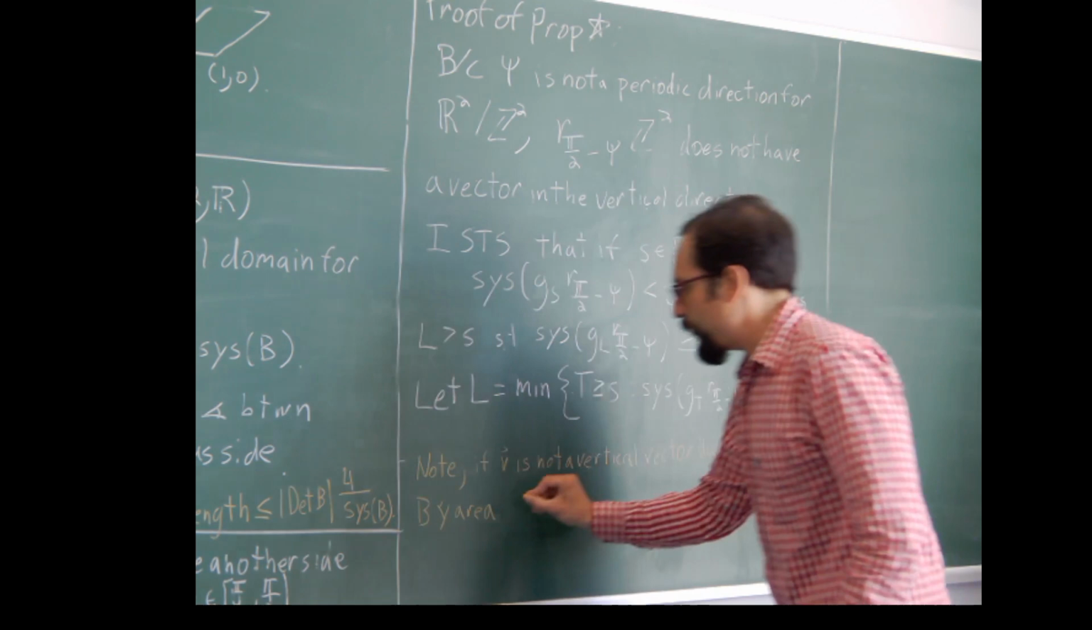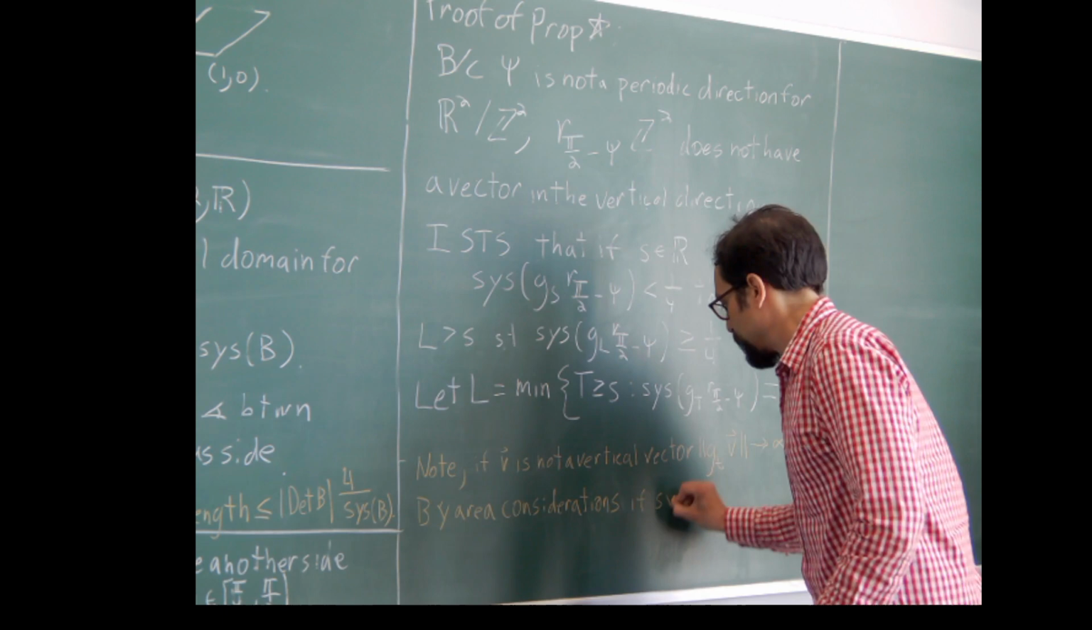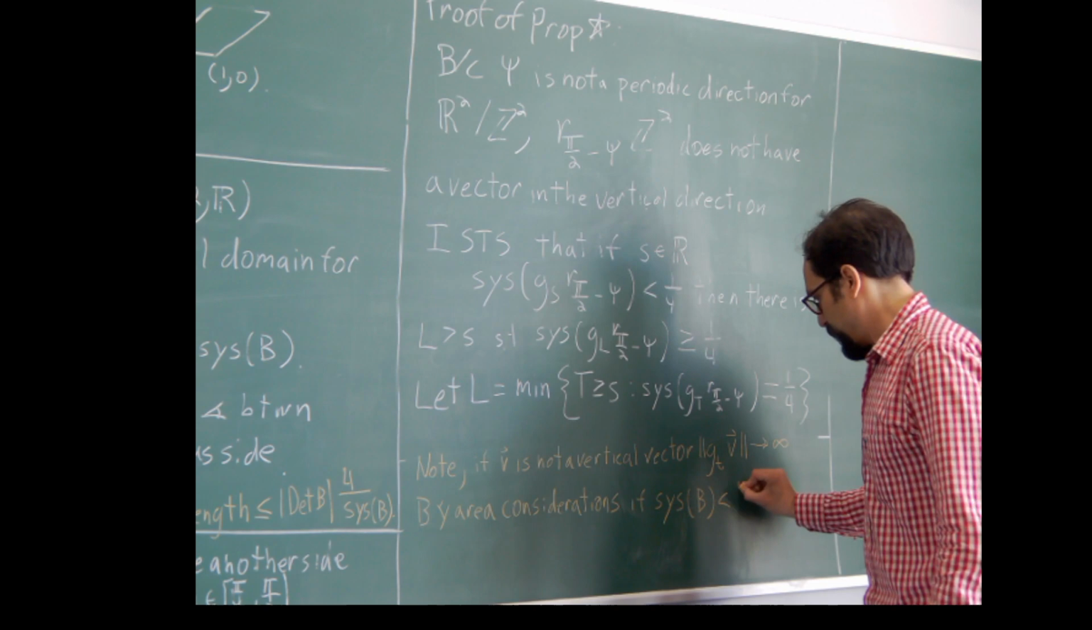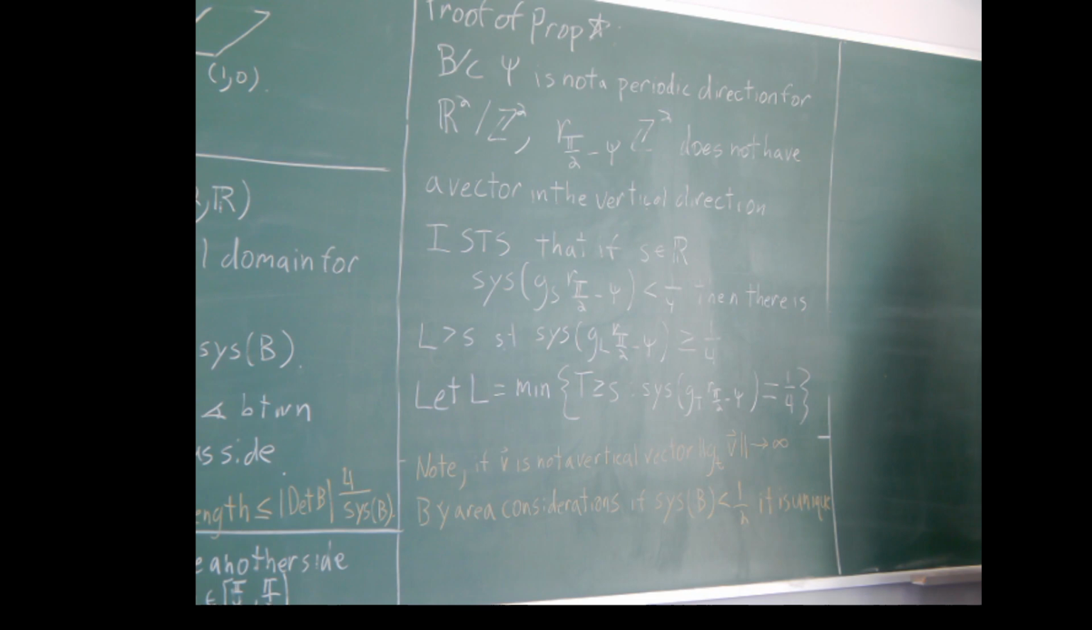By area considerations, if the systole of B is less than, say, 1/2, it is unique. Up to sign. Its negative will be another one, but those will be the only two. Okay, and that's because they have to span a fundamental parallelogram, and that has to have area 1. So in fact, this 1/2 could be replaced by 1.